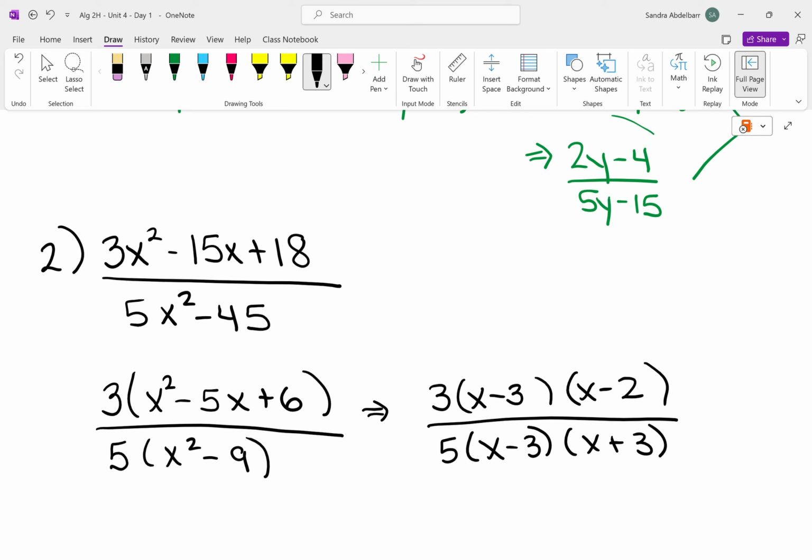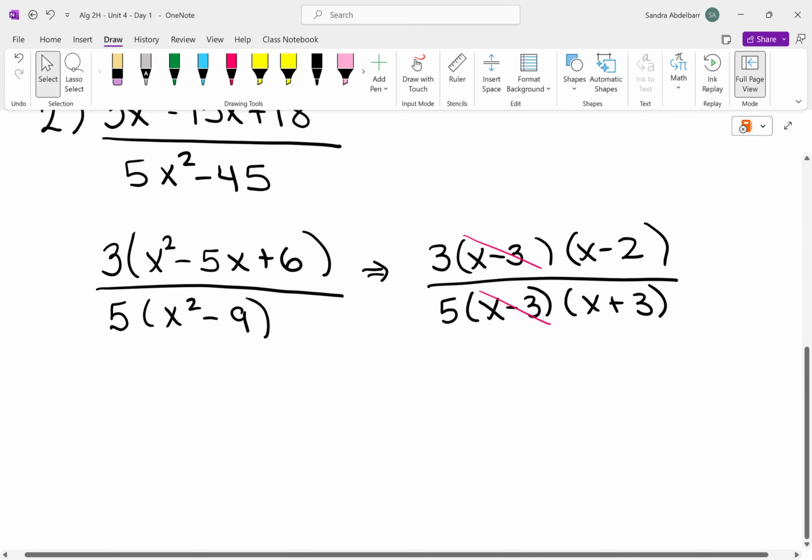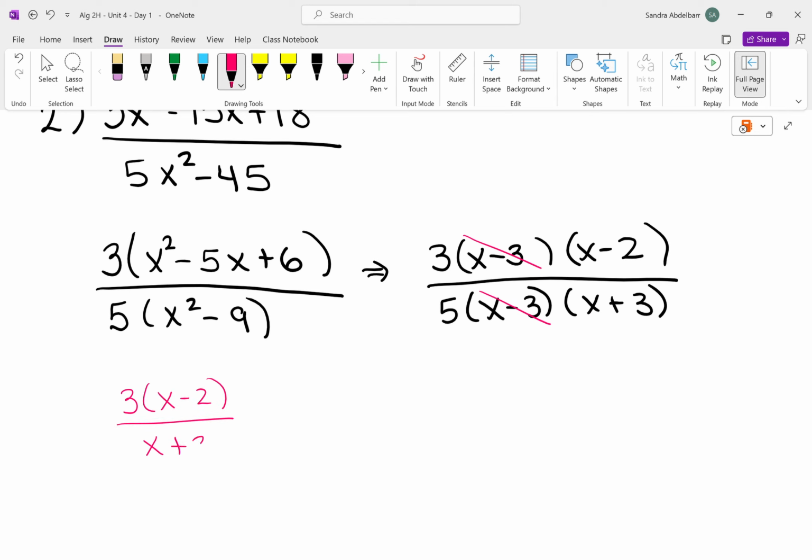Is there anything I can cancel? Yes. What, Philip? X minus 3. You got it. We can cancel out those x minus 3's. So now we are left with 3 times the quantity of x minus 2 over 5 times the quantity of x plus 3. Can I leave it like this? Yes. If you wanted to distribute it in, would I accept that still? Yes.